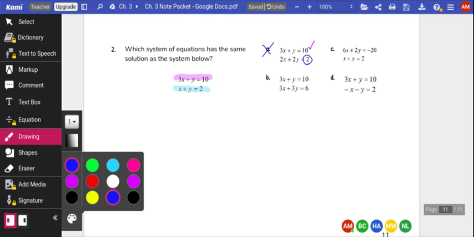For choice B, the purple equation is exactly the same. Now let's look at the bottom equation. Was everything multiplied by the same number? From x to 3x, it was multiplied by 3, so that's good. From y to 3y, it was multiplied by 3. From 2 to 6, it was multiplied by 3. Oh, it's choice B because everything was multiplied by 3 in that bottom equation to make an equivalent equation.